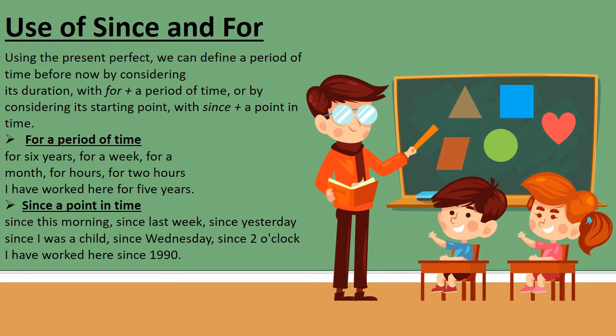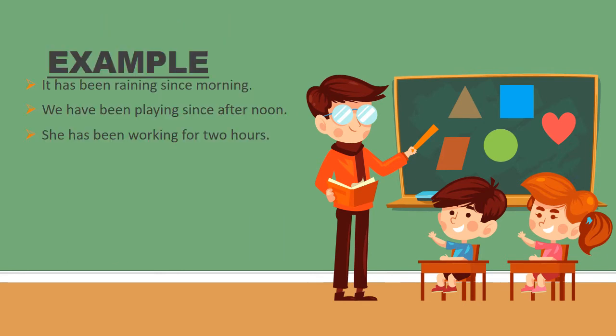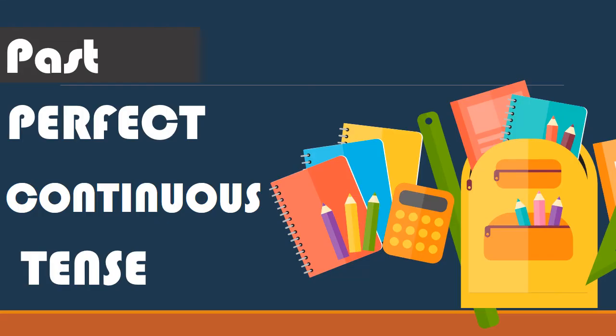Now let's look at some more examples: it has been raining since morning, we have been playing since afternoon, and she has been working for 2 hours. Here you can see I have written some more examples to help you understand where to use since and how to form sentences with the present perfect continuous tense. So my dear students, let's move towards another tense, that is the past perfect continuous tense.